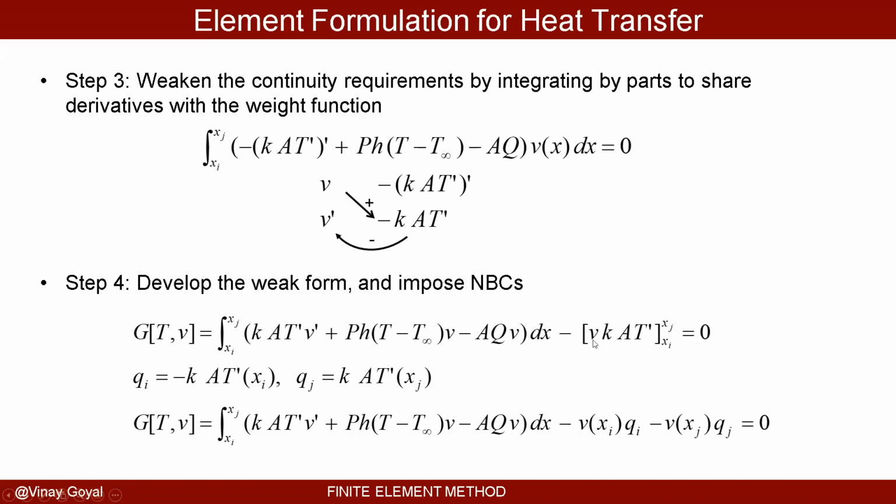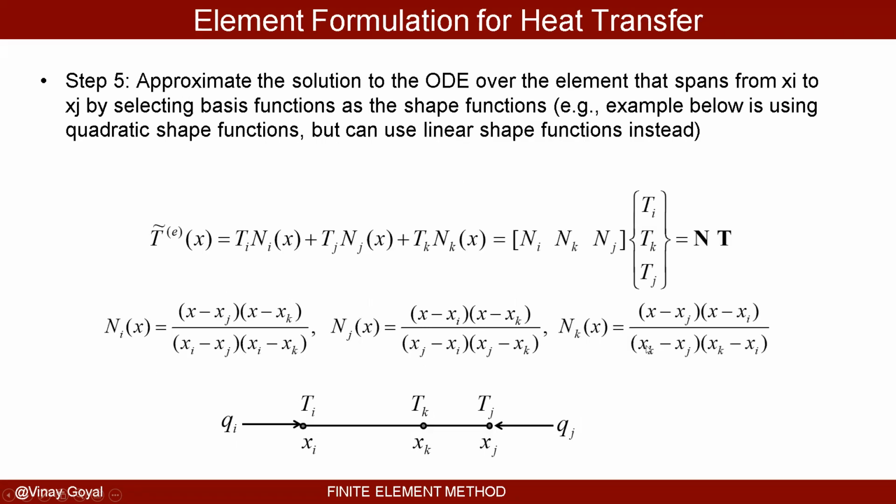Because remember, anything specified on temperature, which is effectively specified on V, is an essential boundary condition. And Ka and T prime, that multiplication is a natural boundary condition. So then I'll select the quadratic approximation again. My temperature approximation looks like this. T is this, like that. I can write it in a vector format, very convenient.